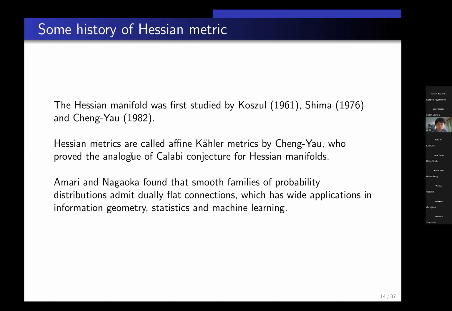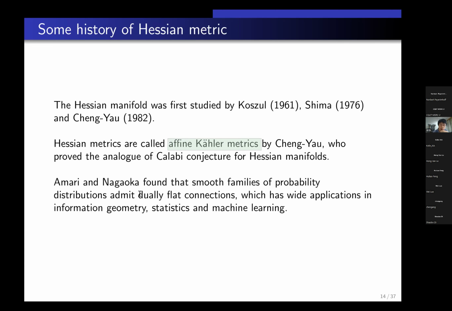The study of Hessian metrics is kind of a real analog of Kahler metrics, right? It was first studied by Cheng and Yau, and also Shima. Sometimes people call it an affine Kahler metric, by Cheng and Yau. They also proved the analog of the Calabi conjecture for real Hessian manifolds.